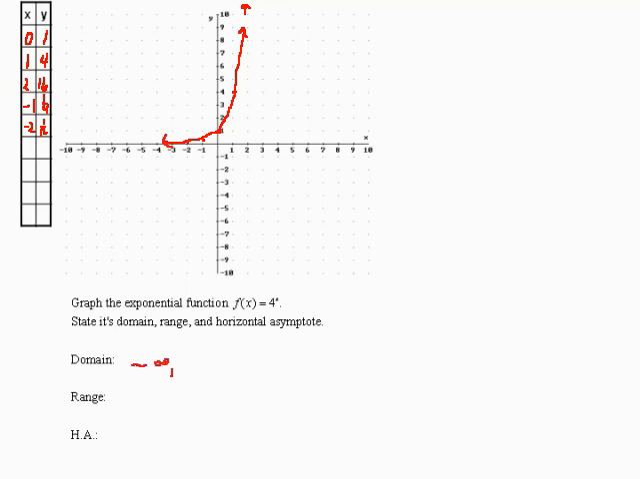Domain, -infinity to infinity. Range, 0 to infinity, the y values. And the horizontal asymptote on this one, y equals 0. Remember the horizontal asymptote in this case is the x-axis. That graph will never touch or get below this right here in pretty blue.